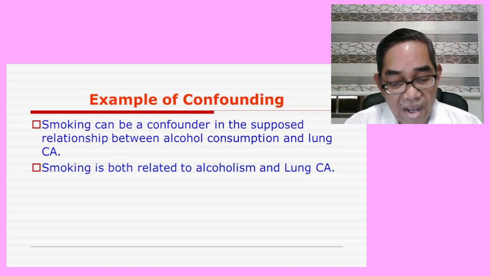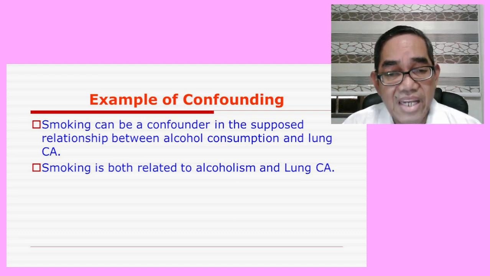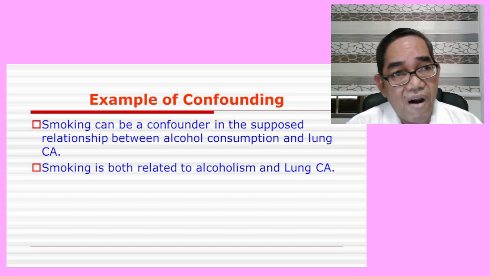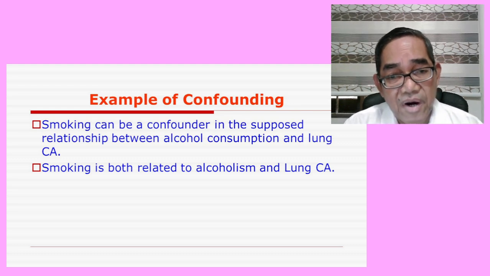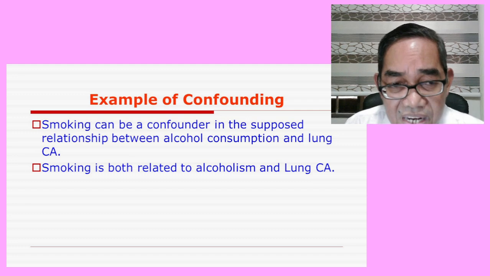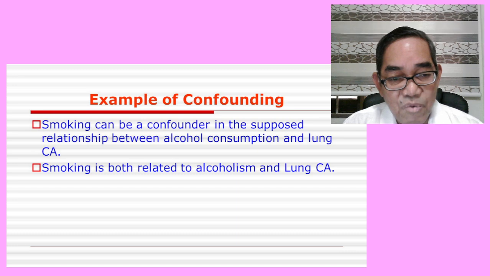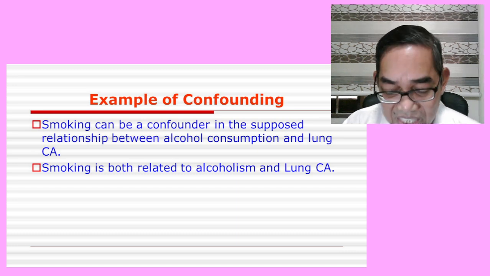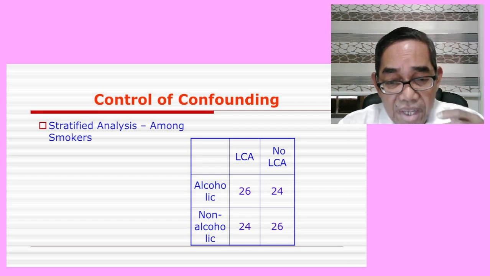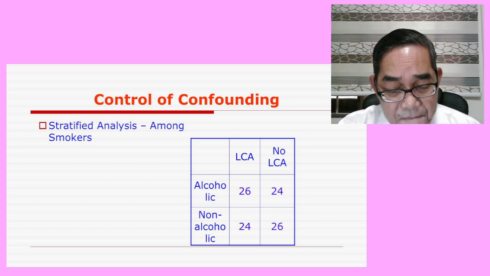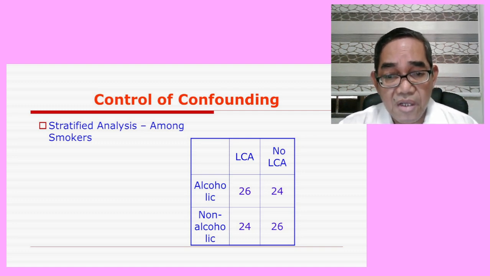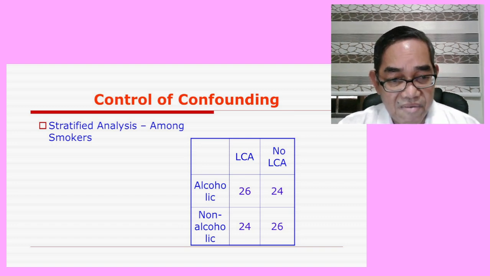So we do now stratified analysis, because we have not done, in the design stage, restriction. We didn't restrict our study to the non-smokers only. We didn't do matching. So, we're left with the analysis stage. And we do stratified analysis. When we do stratified analysis, we make an analysis of the same relationship between alcoholism and lung cancer, but only among the smokers.